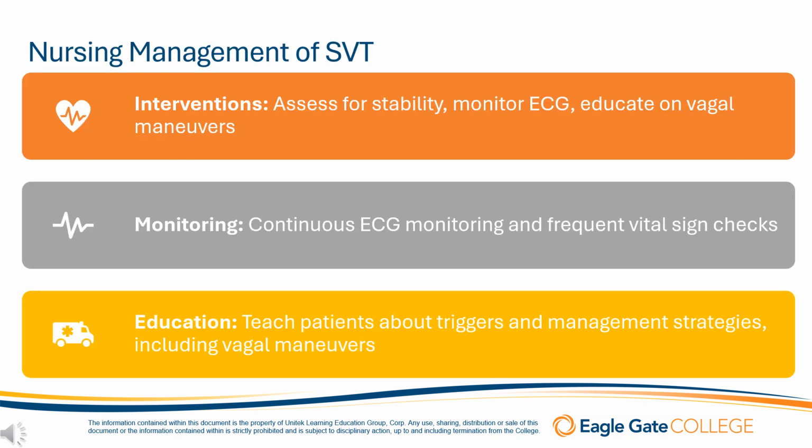Now let's discuss the nursing management of supraventricular tachycardia. Regularly assess the patient's hemodynamic stability. This includes checking for any signs of hypotension, chest pain, dizziness, and altered mental status, which may indicate hemodynamic compromise. Assess the patient's overall appearance and ask about symptoms such as palpitations, shortness of breath, and chest discomfort.